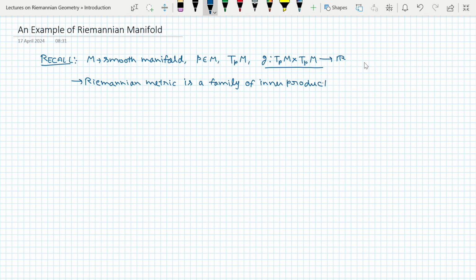Okay, and we found the local expression for that. That local expression was g of x comma y is equal to the summation over i comma j of gij xi yj, and these gij were the components of the Riemannian metric. Xi and yj are the ith and jth components of the vectors x and y.